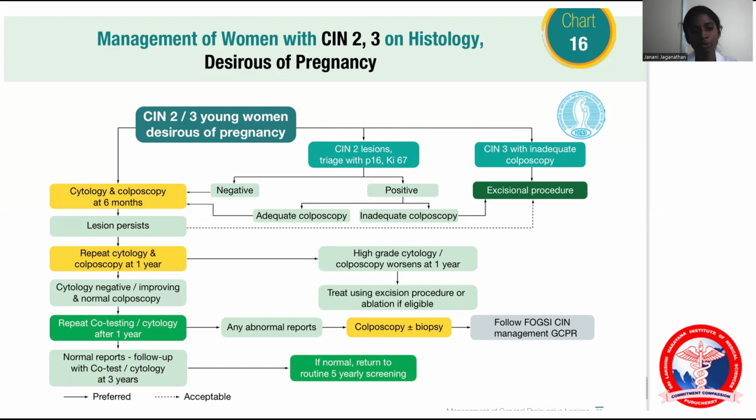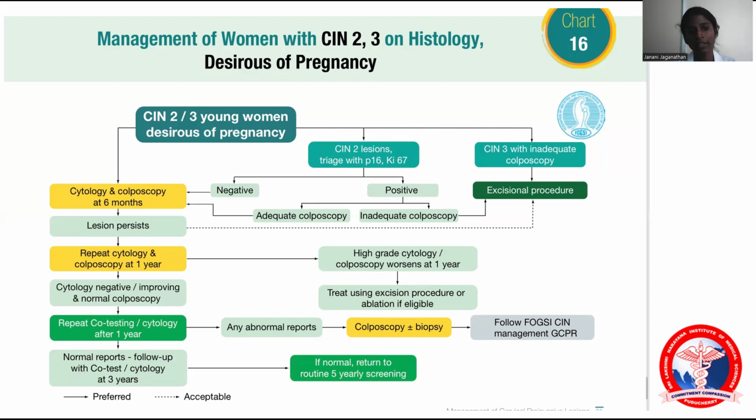With normal reports, we have to follow the patient again with co-testing or cytology at 3 years and during the follow-up period. When it comes as CIN2, triage with p16 and Ki67. These are all tumor markers. If it is negative, we have to go in for normal routine screening. If it comes as positive, we have to perform colposcopy.